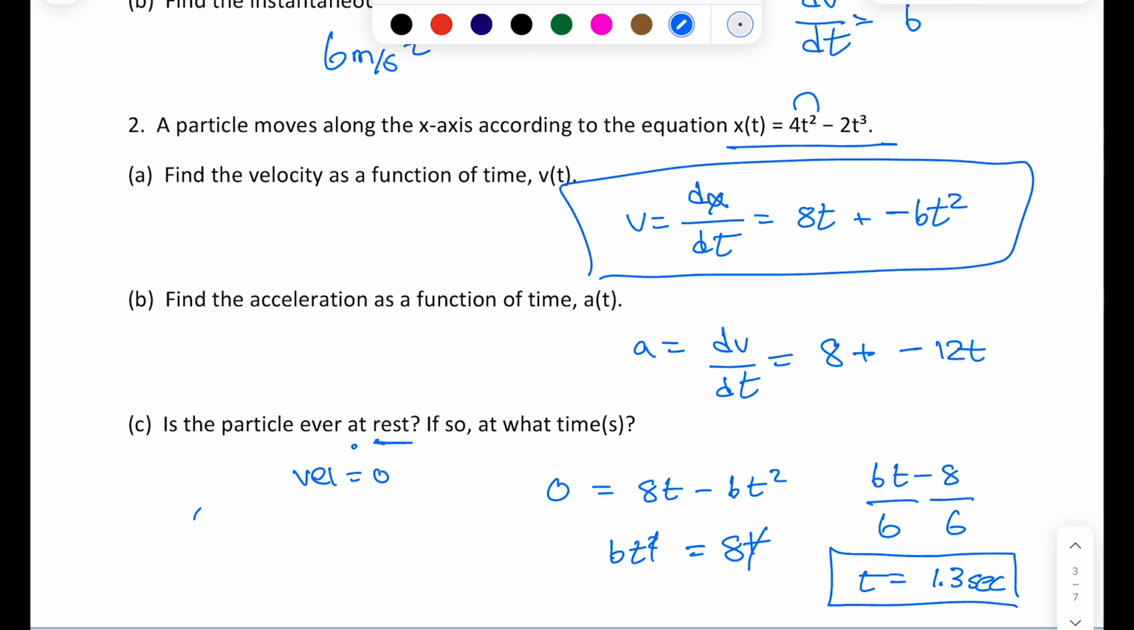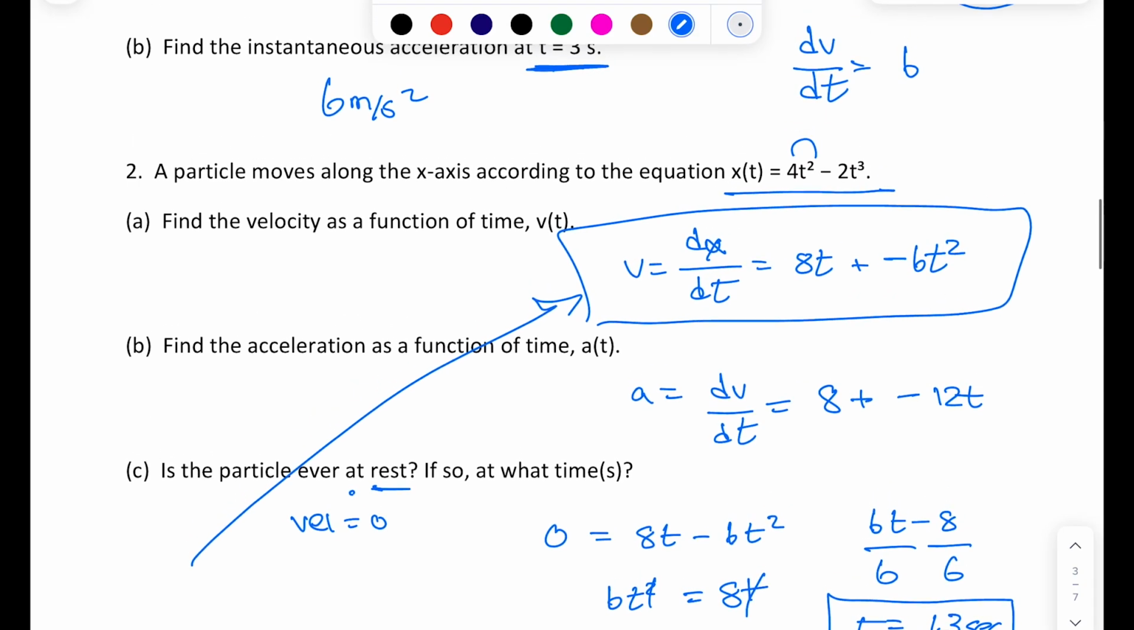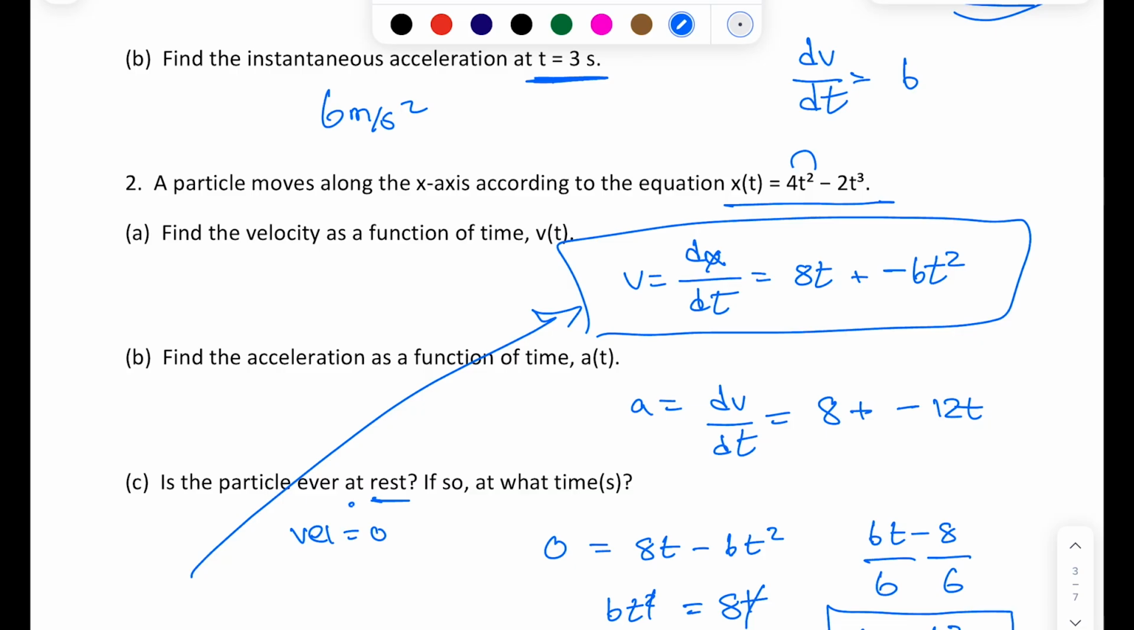So you see how we can use our equations to solve for these problems. So Houston, derivatives. We don't have a problem. We'll see you in class.